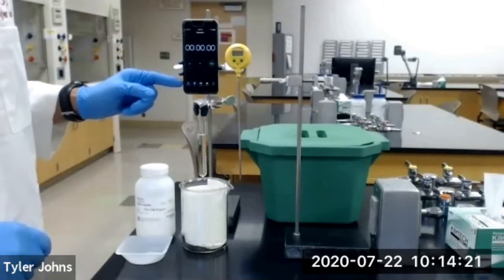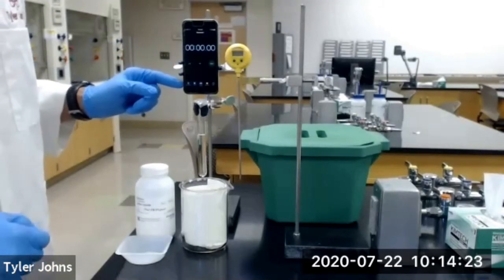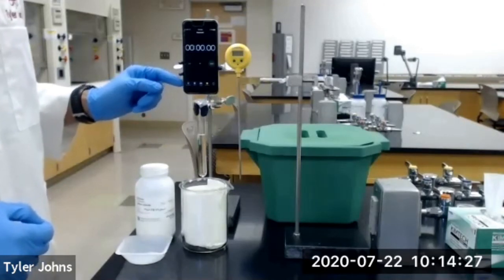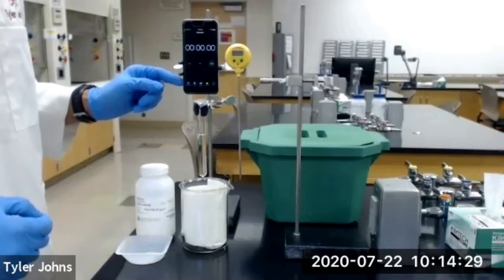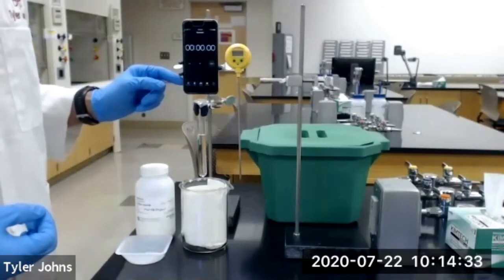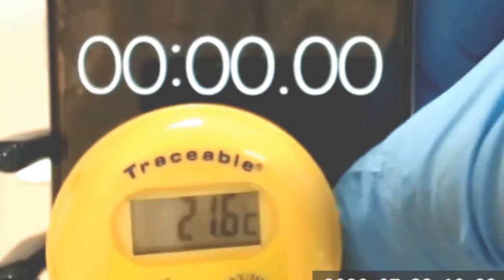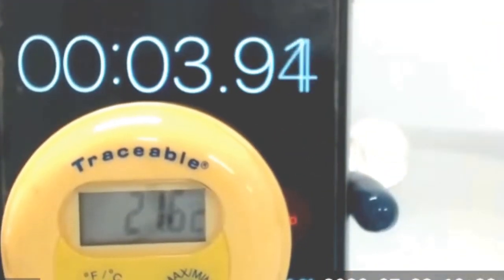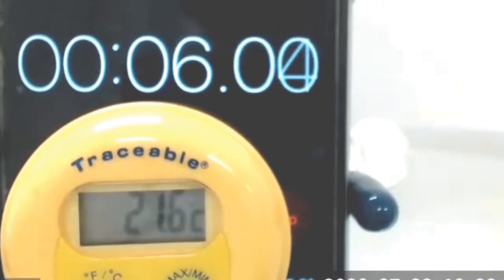Once the cyclohexane solidifies, the temperature will remain virtually constant, and we'll continue collecting the data at 20-second intervals until the temperature begins to drop again, or typically after about 10 minutes. We are starting our timer as we insert our test tube containing the cyclohexane into our ice bath.